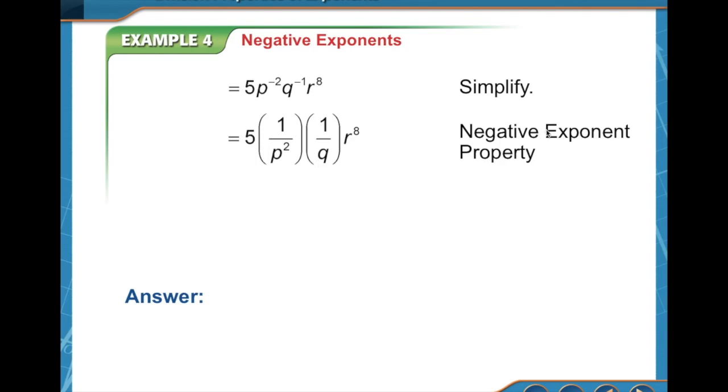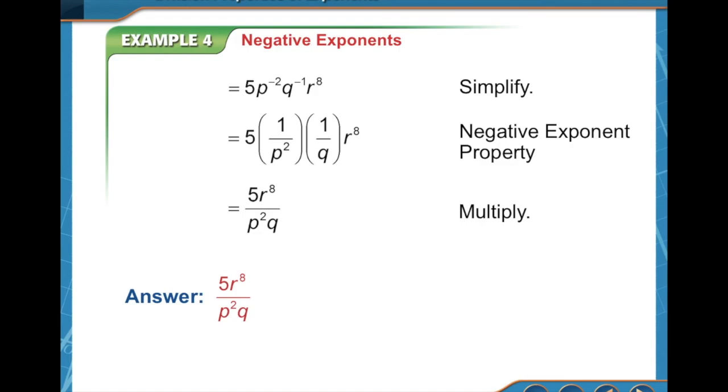And that's just using our negative exponent property. So that will look like this: 5 times r to the 8th, all divided by p squared q. Now that is our final answer for this example 4 type problem.